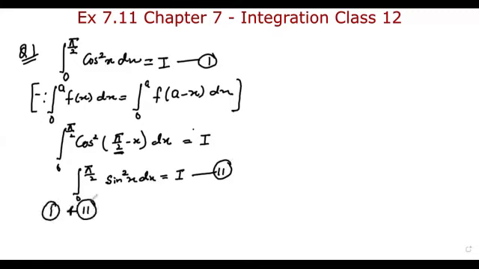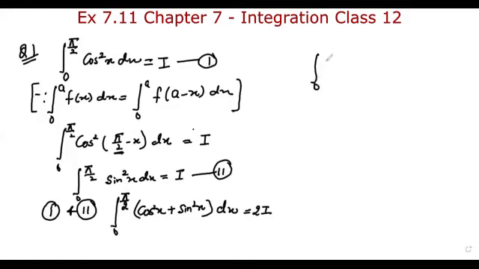When I add I plus I, it becomes 2I, and the limit is the same, 0 to pi by 2, and we can have cos square x plus sine square x dx. And we know this identity, cos square x plus sine square x is 1. This is equal to 2I.